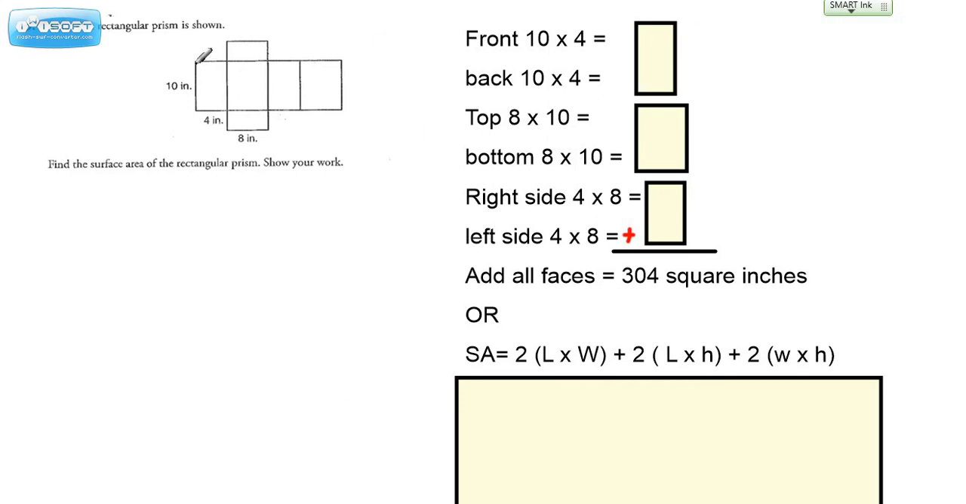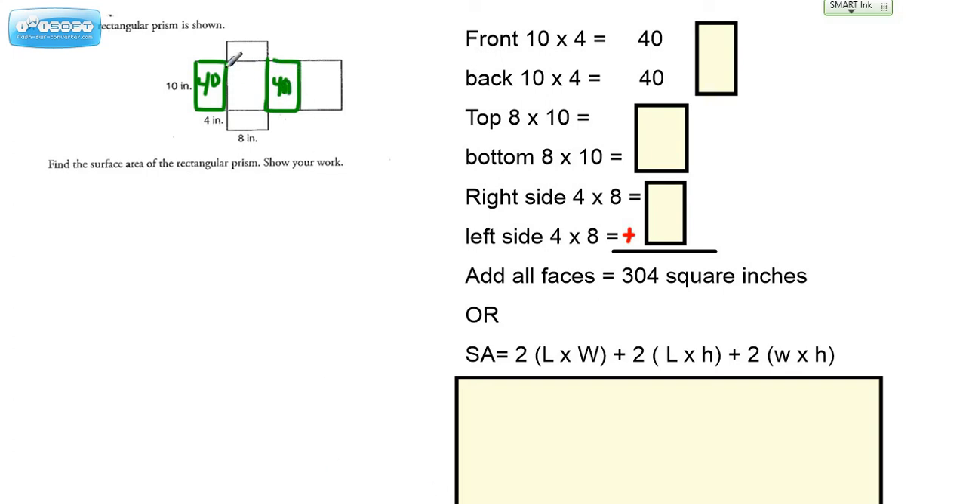So we might have this and this, we might call that the front and the back. And if we think about what are the dimensions of that, that's a 10 by 4, 10 by 4. So each of those would each be 40 because 10 times 4 is 40. So I'm just going to go ahead and put a 40 here and a 40 here.